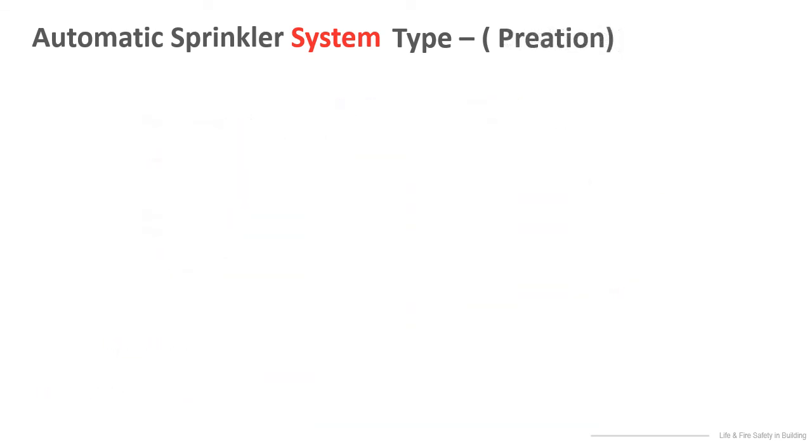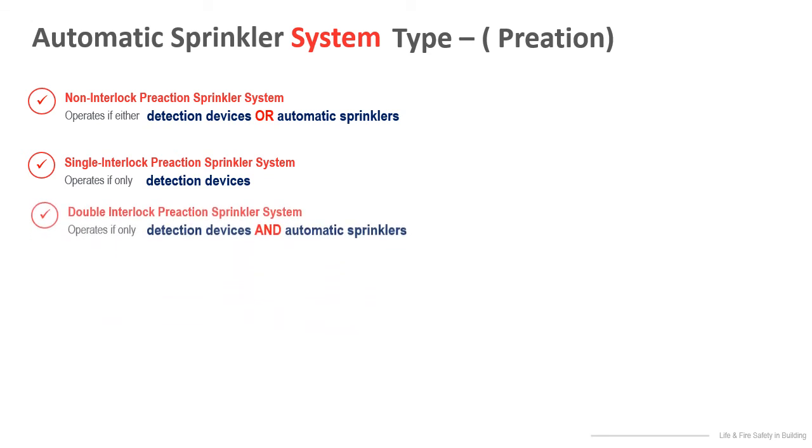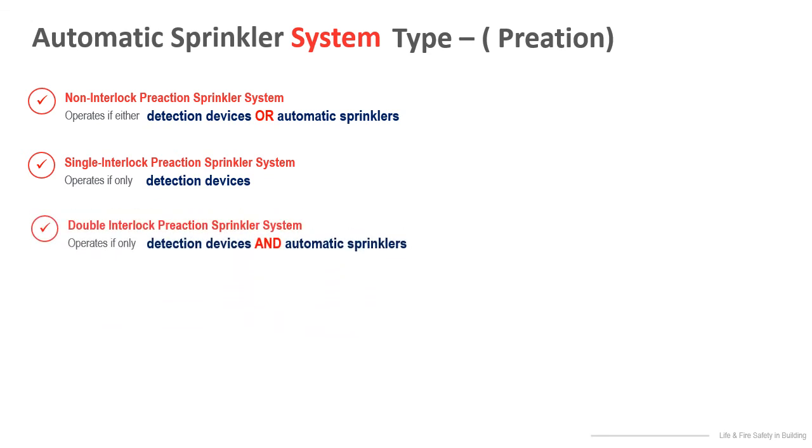Of all sprinkler system types, perhaps the most complicated is the reaction system. And there are three different types of reaction system: a non-interlock reaction system, a single interlock reaction system, and a double interlock reaction system. To operate any of these, you need one or two events. For a non-interlock reaction system, you need either a detection event or an automatic sprinkler event to operate the system. However, for a single interlock reaction system, you need only a detection device event to operate the system. However, for a double interlock reaction system, you need two events to operate the system. You need detection devices and automatic sprinkler.